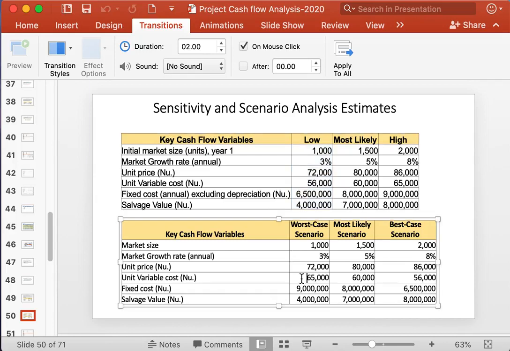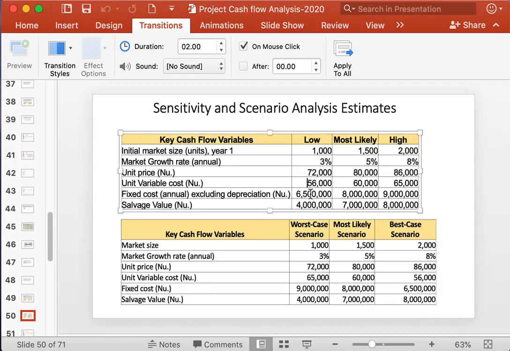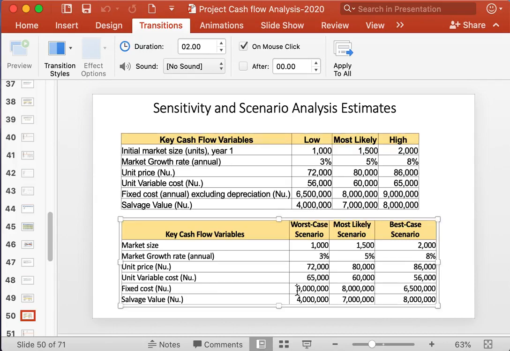But in case of scenario analysis, when we say worst case and best case, then we are simultaneously changing. It is not like for all the key variables the values are lowest. So now you can see that the unit variable cost is highest in this case, which is different from the lowest value as you saw in the sensitivity analysis. Similarly, in the worst case, the fixed cost is highest.